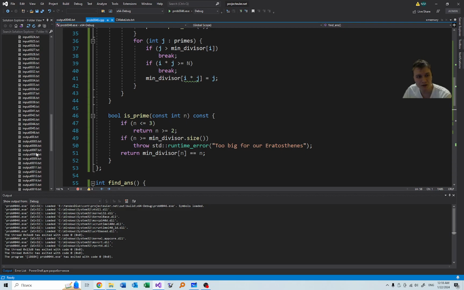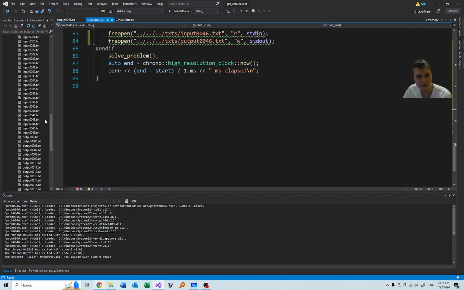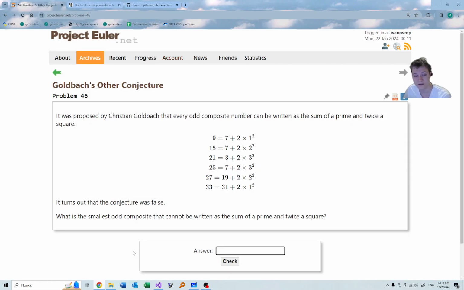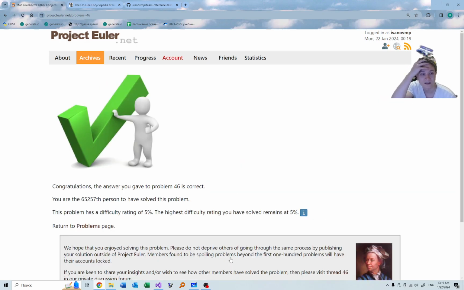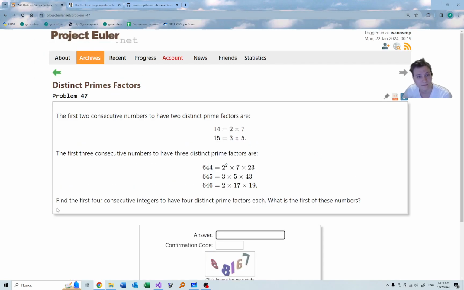So it worked. And it said that the answer is this strange number. It's not surprising that Goldbach didn't find this number because it's not the smallest number possible.